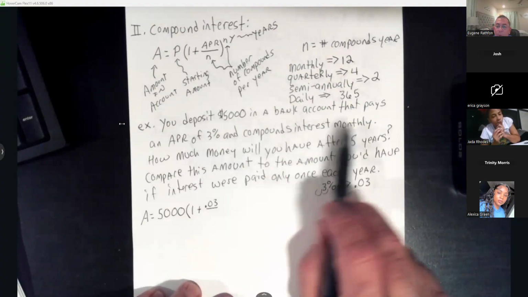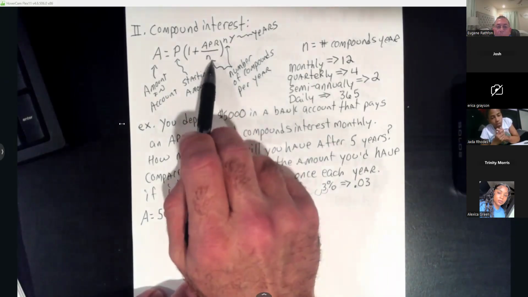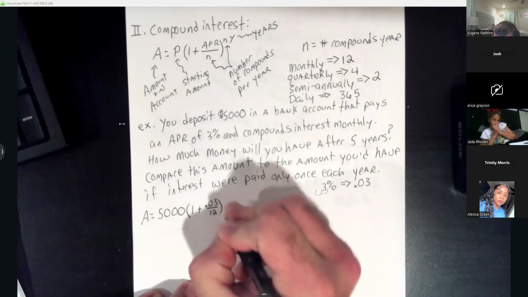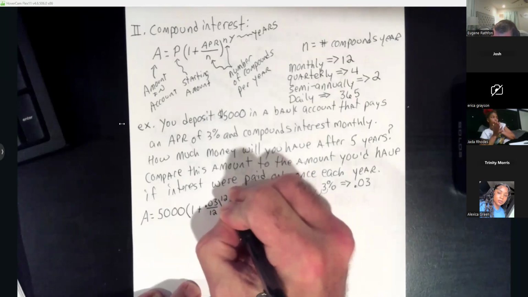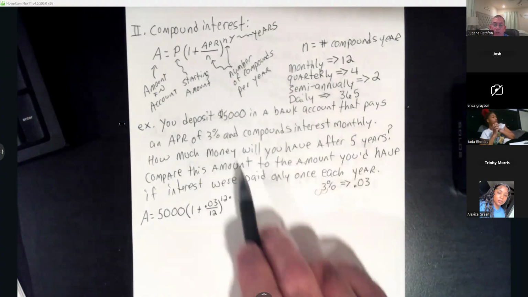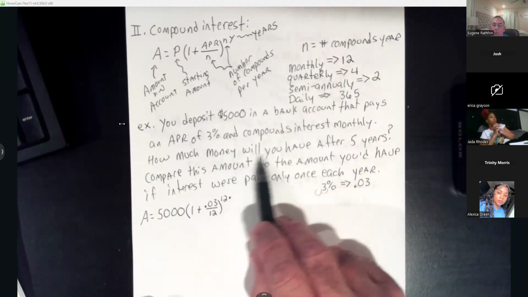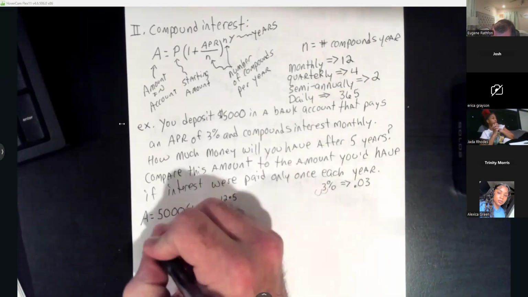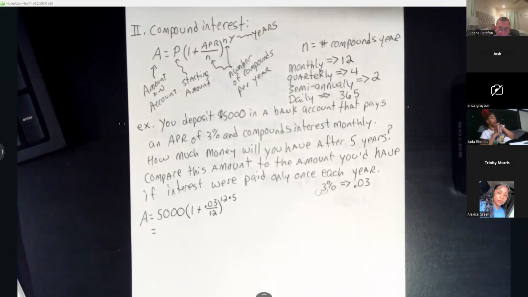Alrighty, so what was ours? Monthly. So here where we got these two Ns, we need to put our 12. So this will be 12 times Y, which is the number of years. And we are doing this for 5 years. Maybe also let's punch that in and see what we got after 5 years with a 3% compounded monthly. So I'm going to go throw that into our calculator and see what we get.